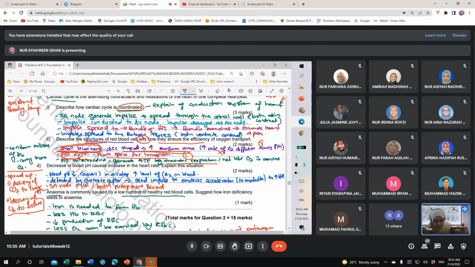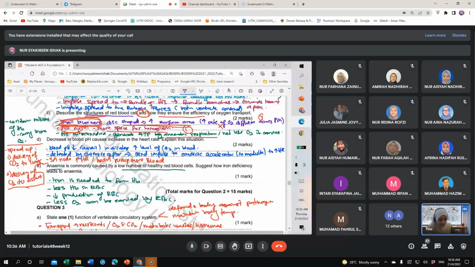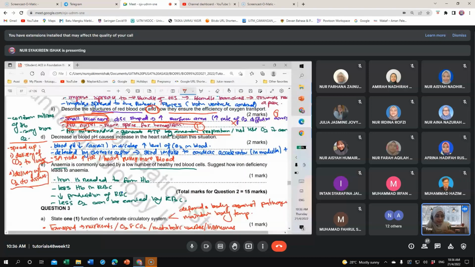Okay, so next question D. Decrease in blood pH causes increase in heart rate. Okay, explain the situation. Decrease in blood pH berlaku masa bila? When a cell is respiring, body cells produce so much carbon dioxide. Carbon dioxide in your body fluid reacts with water to form carbonic acid. So carbonic acid, ada acid lah, H+ released into your body fluid causes the body fluid pH to drop, decrease.